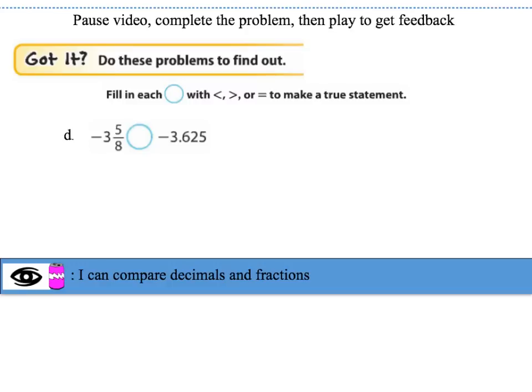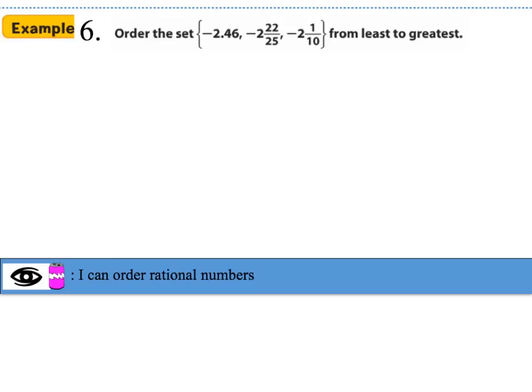Now that you had some time to work on this, the correct answer is that both statements are equal. For example 6, we're going to order these three rational numbers from least to greatest, and we're going to use a number line to do that. The first thing we should do is convert all these numbers into decimals.